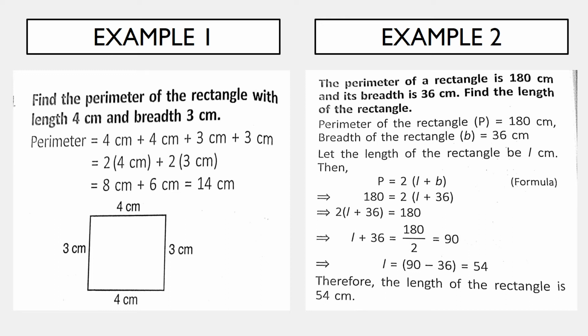Now 2 is in multiplication, so it will go to the other side and become divide. So length plus 36 is equal to 180 divided by 2, that comes out to be 90. So length plus 36 is equal to 90. Now 36 is in addition, so it will go to the other side and become subtraction. So 90 minus 36, you get 54. Therefore, the length of the rectangle is 54 centimeter.